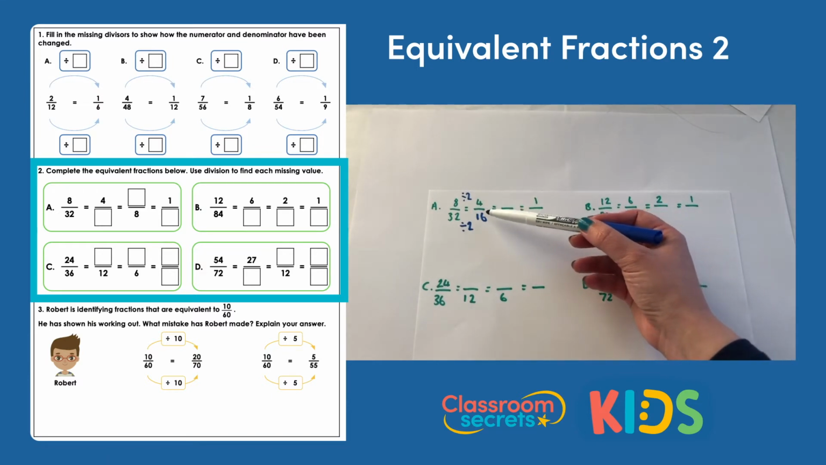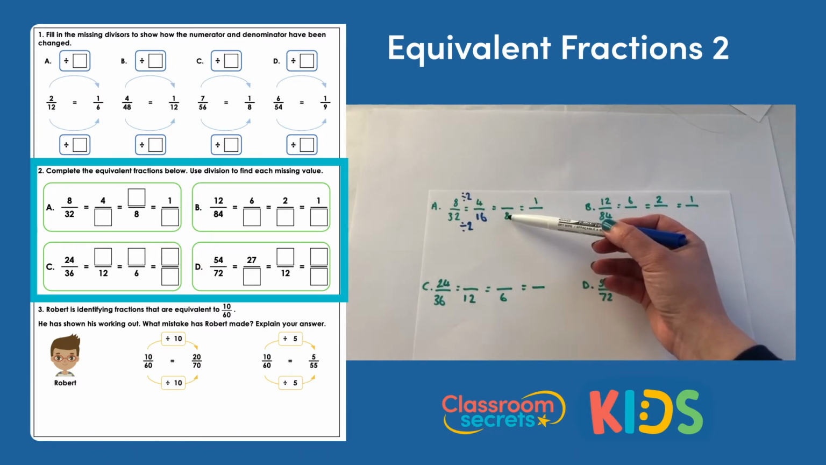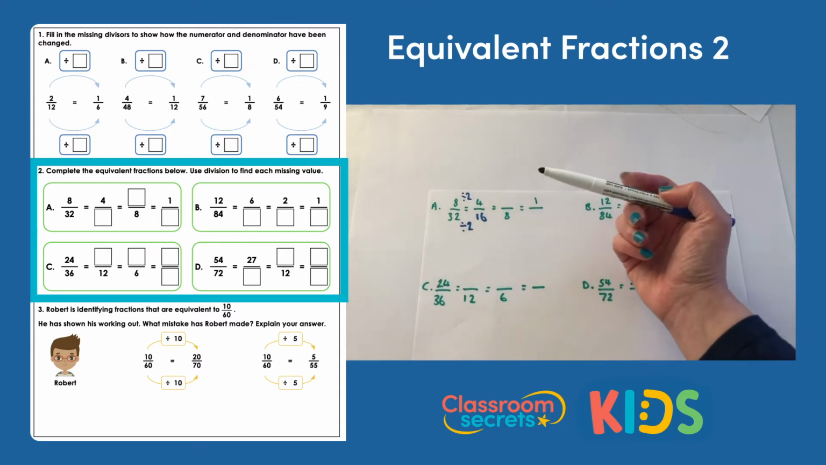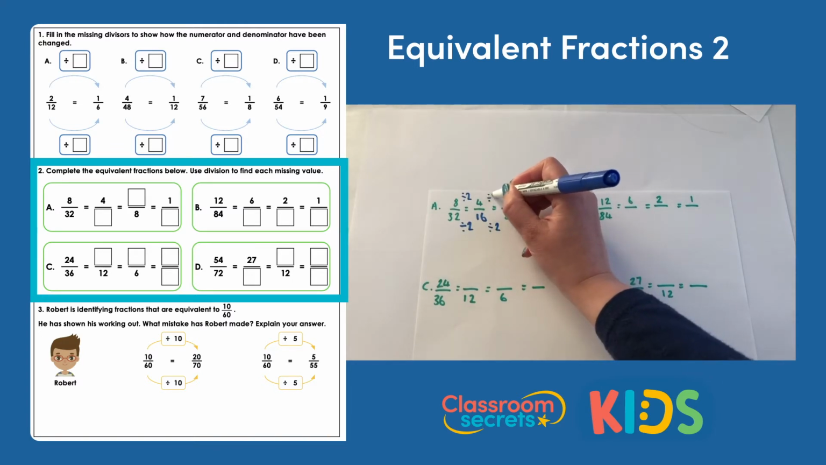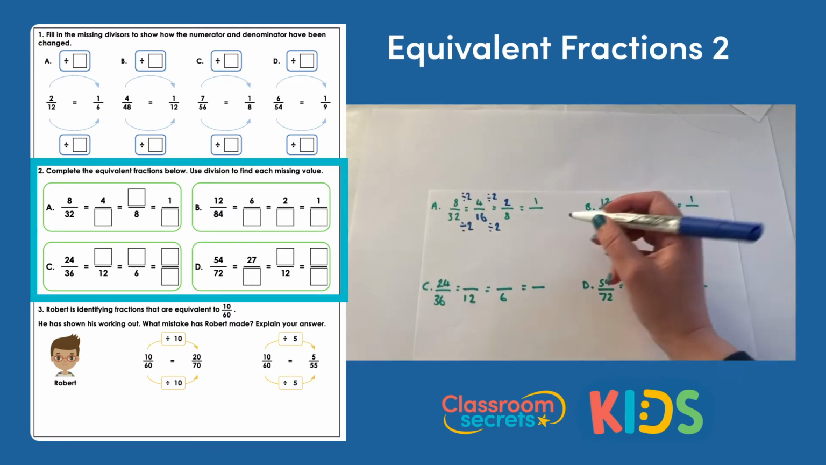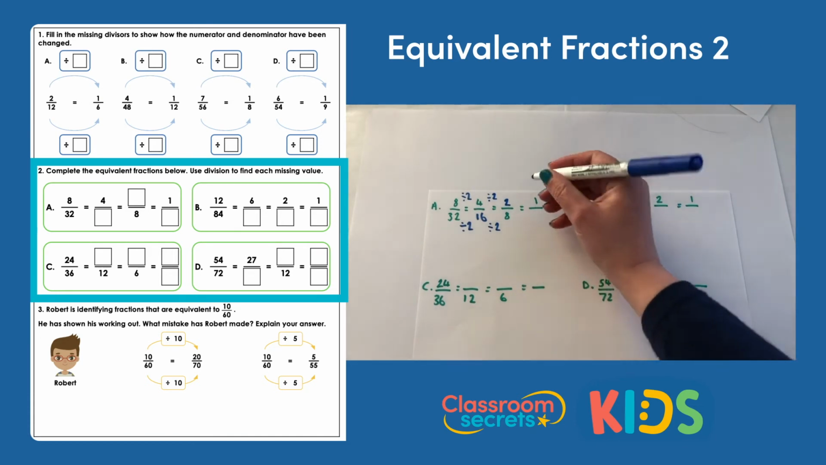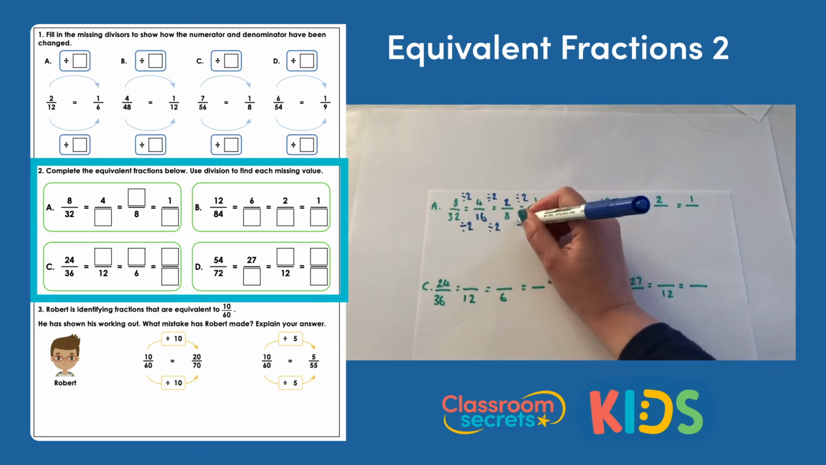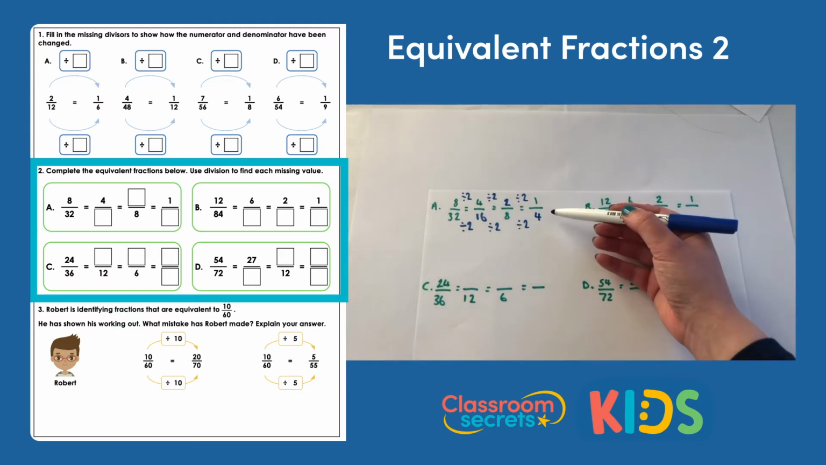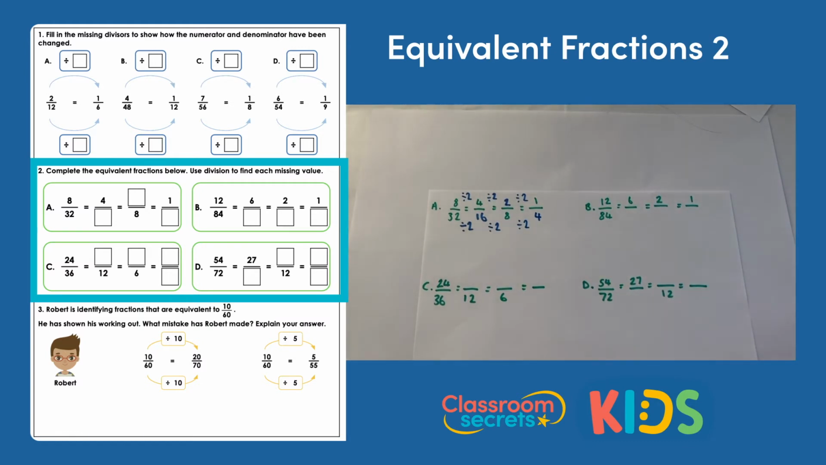We can then have a look at the relationship between 16 and 8 to find our missing numerator. So from 16 to get to 8, 16 divided by 2 is 8. So 4 divided by 2 is 2. And then finally, we're getting all the way down to 1. So 2 divided by 2 is 1. And 8 divided by 2 is 4. So we've got down to a quarter at the end there.